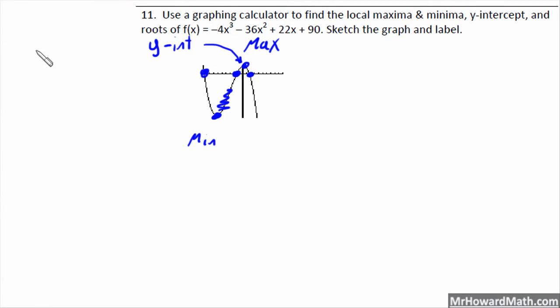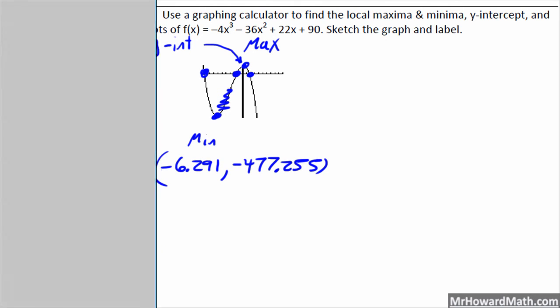I'll write that here. So it is negative 6.291 comma negative 477.255. Alright, now we'll find the max up here.